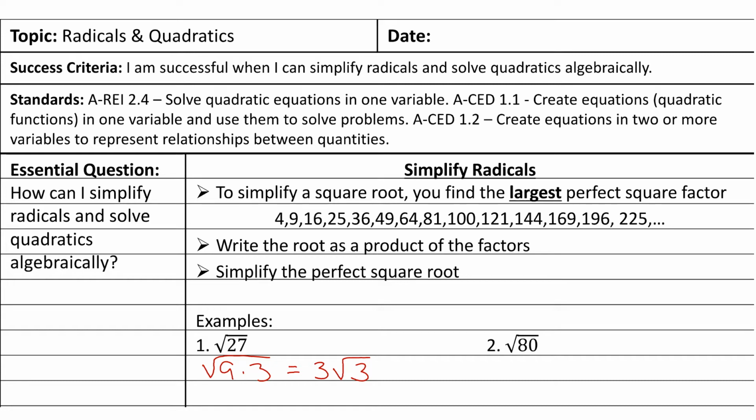Okay, 80. We can break apart 80. So what I like to do is I start off, okay, 64 is the smallest perfect square that's below 80. Can 64 go into 80? No. Then I try 49. Can 49? No. Can 36? No. Can 25? No. Can 16? Yes. 16 times 5. And the square root of 16 is 4. And then we have the 5 on the inside.